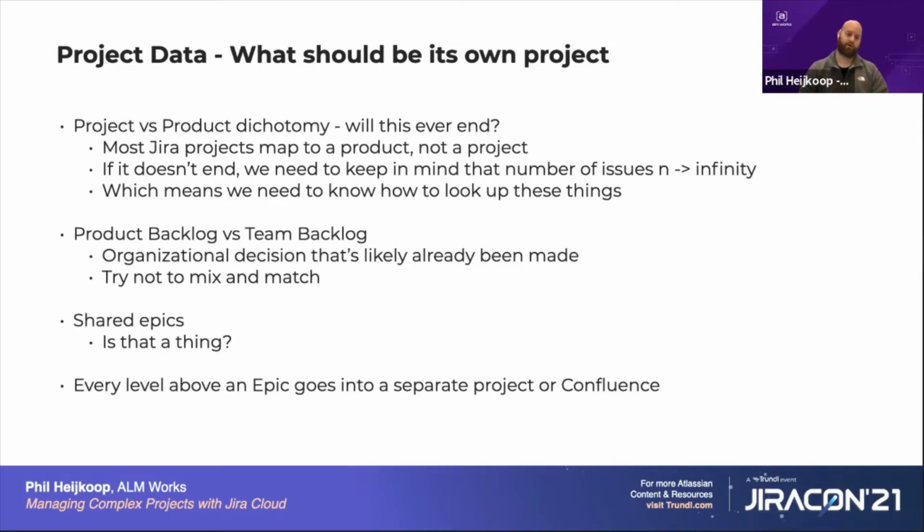If that's not a thing, go ahead and put it in the same project where all the issue work is. And then every level that goes above the epic, whether you call it an initiative, capability, feature, it doesn't really matter, each one of those should be in its own Jira project. That's really the rule. And all these obviously are just golden guidelines, I guess. They are not hard and fast rules.